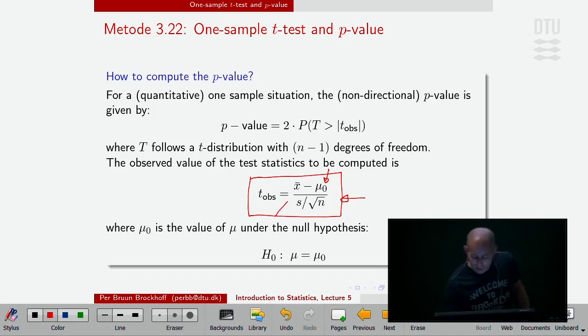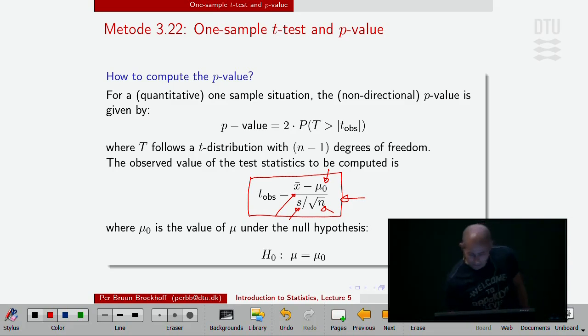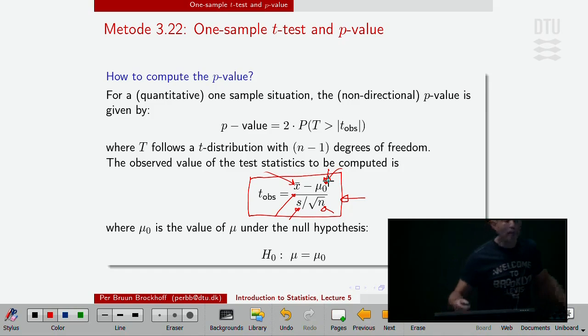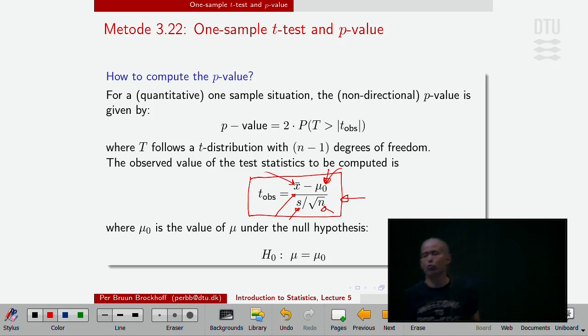And we basically plug in the mean and the standard deviation and the n, all numbers that we have, so we can find what we call the observed t-statistic. It's the relative difference between the data and the null hypothesis, relative to the standard deviation of the sampling distribution of the mean that we talked about last time, right? The mean changes from time to time like sigma over root n.